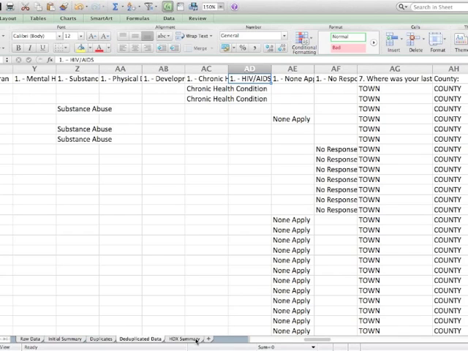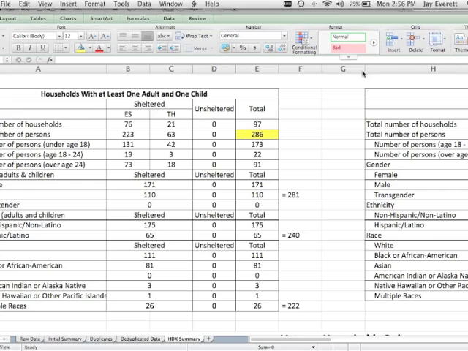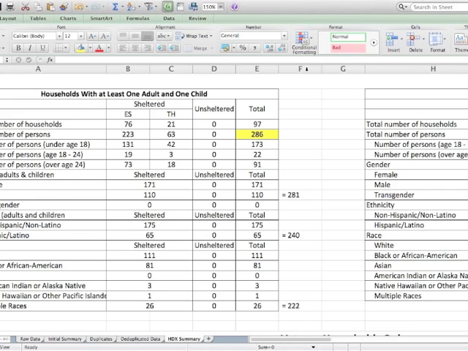I believe that is all I have for the HDX summary and the different nuances with this tab. Again, we will have an opportunity to take questions at the end. And now I'm going to turn it over to Caitlin to go over the deduplication process that we went through.